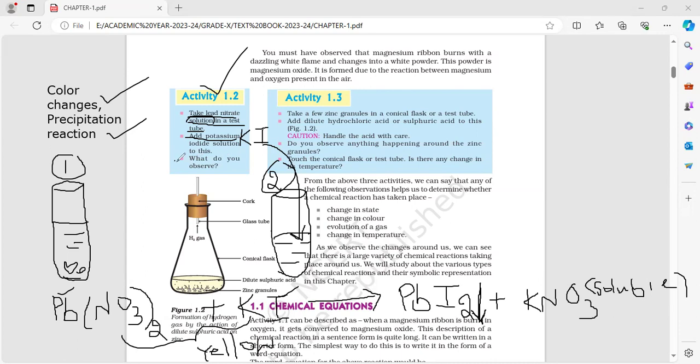Okay, so that you should write in your observation. So what will you write? What do you observe? So what will be the answer? See, here he is asking a question. So the answer will be the color.